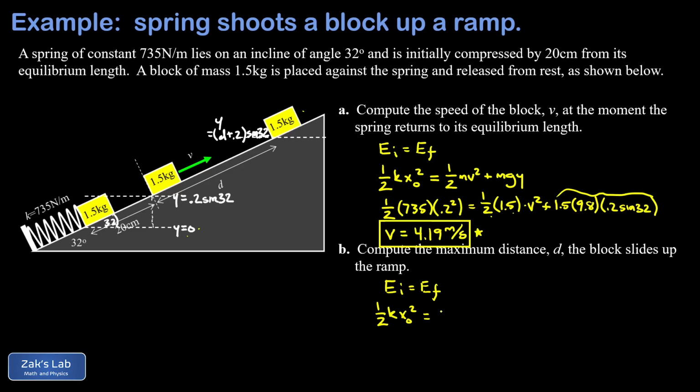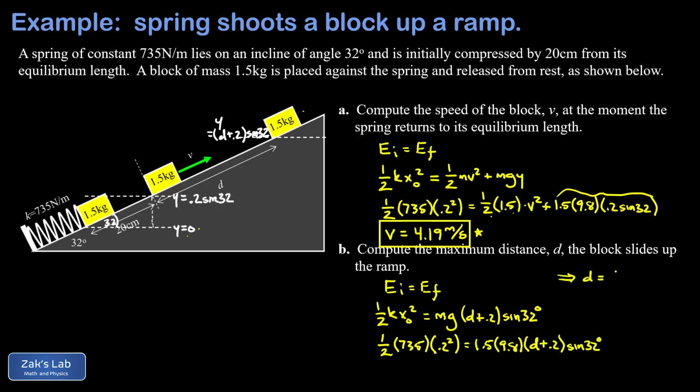So I pop the potential energy term into my energy conservation equation. And in my final state, that's all the energy there is. So I have mg times the final y value, which is given by d plus 0.2 times the sine of 32 degrees. Now we just plug all the numbers in, and I have 1/2 times k, which was 735. Initial compression distance squared, so 0.2 squared, is equal to 1.5 kilograms for the mass times 9.8 meters per second squared for g. D is our unknown, so I have this d plus 0.2 term times the sine of 32.